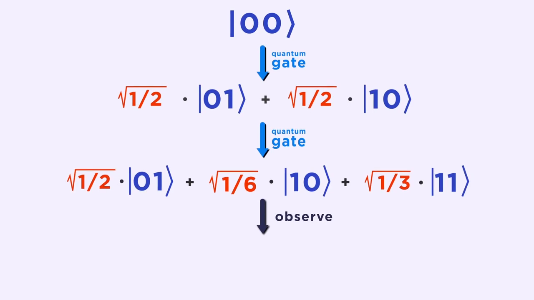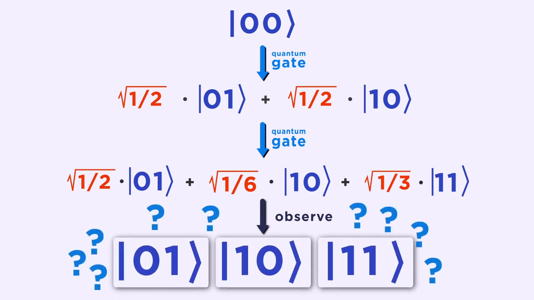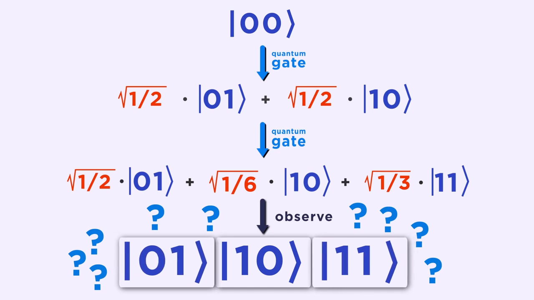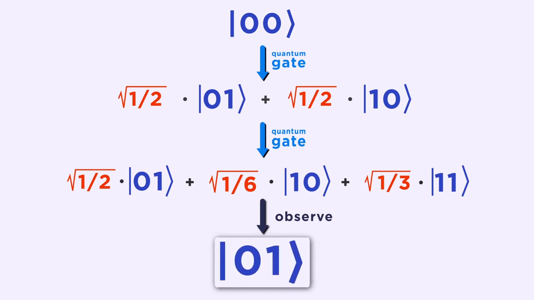But we can't see these delicate superpositions. Remember, a superposition is like a limbo between basic states. When you observe the computation and look at it from the perspective of these basic states, it must pick one, collapsing the wave function and revealing a single basic state. In this case, it collapsed to state 0 1.